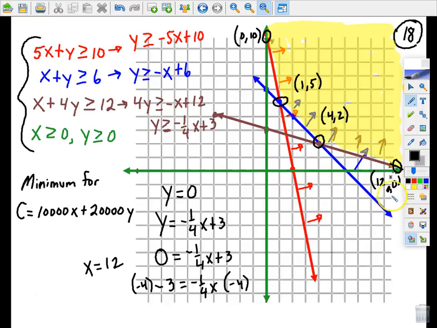Okay, right in there. So 1, 2, 3, 4 vertices, and I want to see if you can test each one: 0, 10; 1, 5; 4, 2; 12, 0. Which one would give you the minimum for C if you plug those numbers into this given cost function? Okay, and we'll see next time if you got that correct answer, but at least hopefully you understand how to come up with the graph of the constraints and then how to find the vertices.